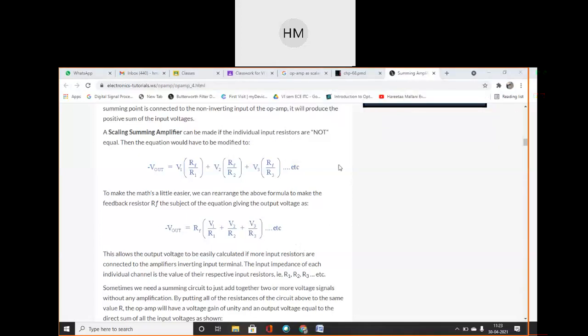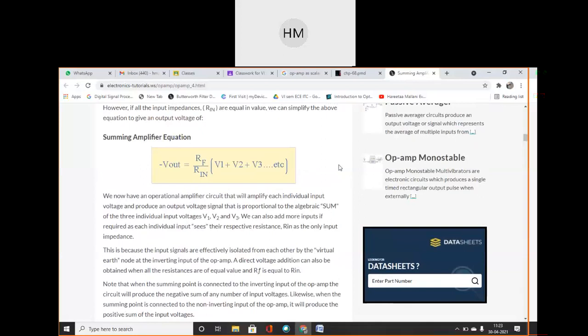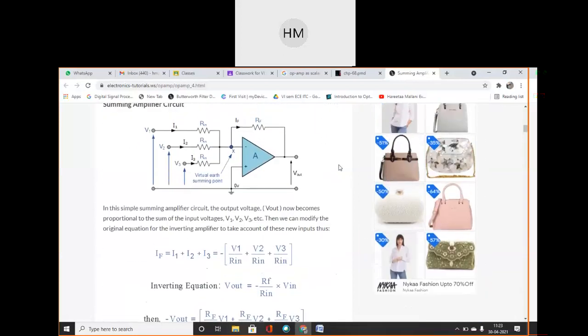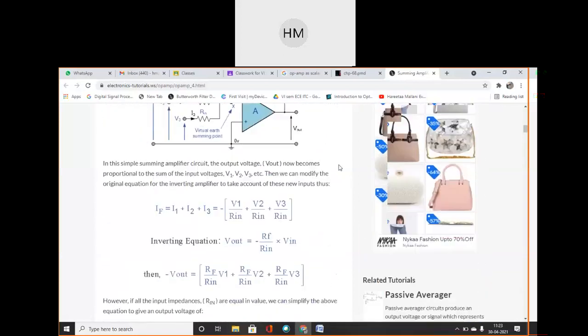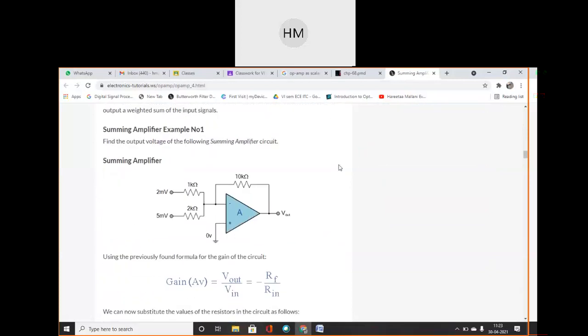So we will wind up our class over here. In the next class, we will discuss the practical orientation of these circuits. Okay? You can find the theory content from the net very easily, and if you have any book, you can use that also. Summing amplifier, scalar, and then subtractor is there.